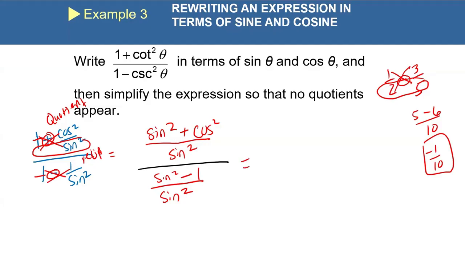Sine squared plus cosine squared is what? What is sine squared plus cosine squared? It equals 1. So this whole thing can be replaced with a 1.